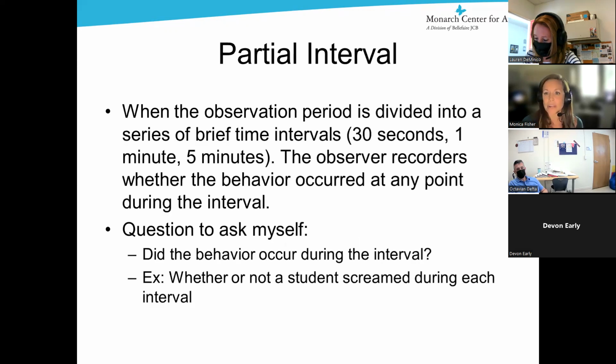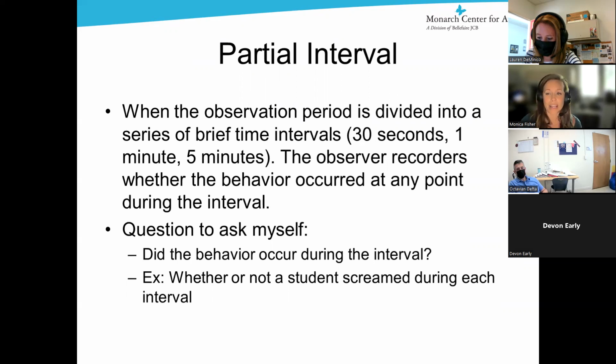Partial interval recording is another frequent measure of recording that we use at Monarch just because it's very easy. You don't have to count things. You just have to measure whether or not that behavior occurred within that time interval or not. And that time interval can be anything. In research, it's usually very quick. It might be 10-second, 30-second intervals.